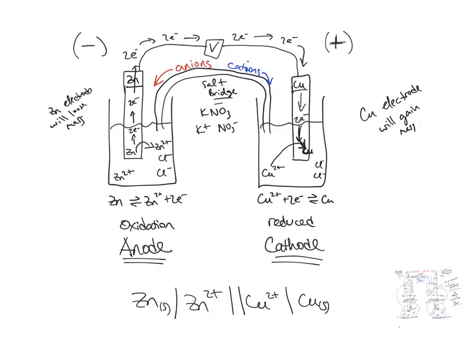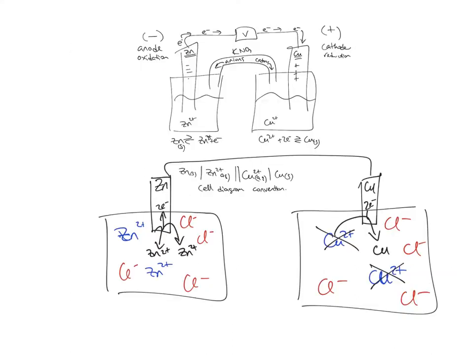So the cell diagram convention is shown at the bottom of the screen, where you see phases separated by a single line and cells separated by that double line. That double line could represent the salt bridge. This is always written to show the direction of electron flow. So the zinc metal loses electrons to become the zinc ion. Then those electrons are grabbed by the copper ion to form the copper metal. So there's your voltaic cell summary.